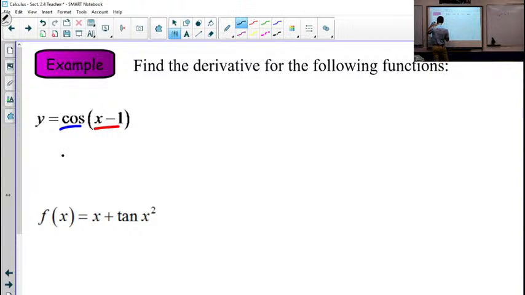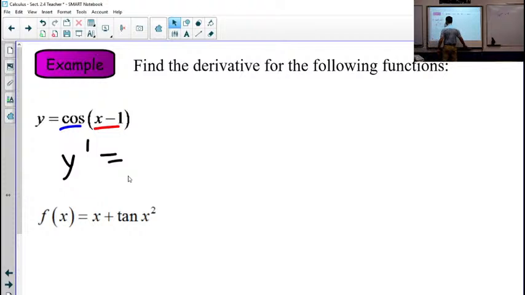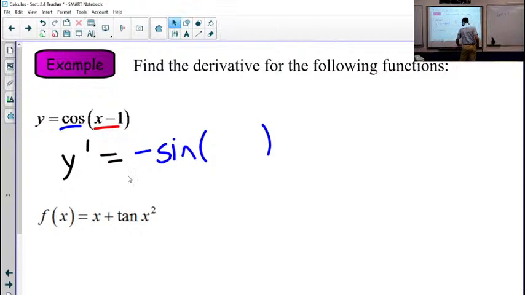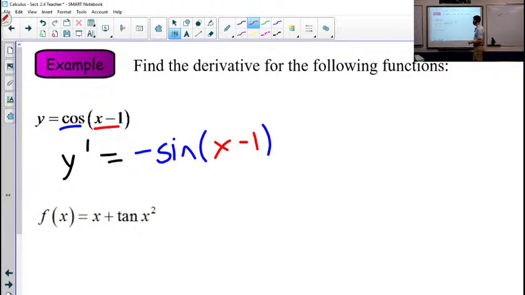Y prime is going to be our outside derivative. So our derivative of cosine is negative sine of the inside function. So we're going to leave that as it is, x minus 1. Times derivative of the inside part. Derivative of x minus 1 is just 1. And so we just have negative sine of x minus 1.